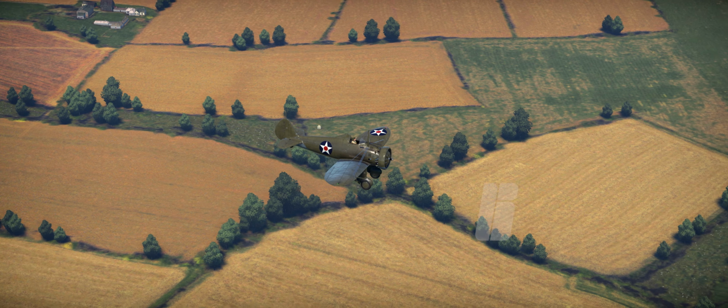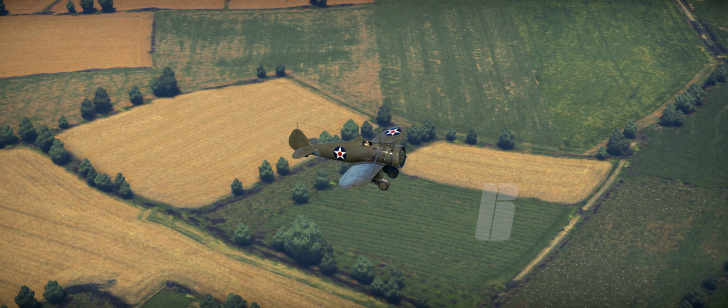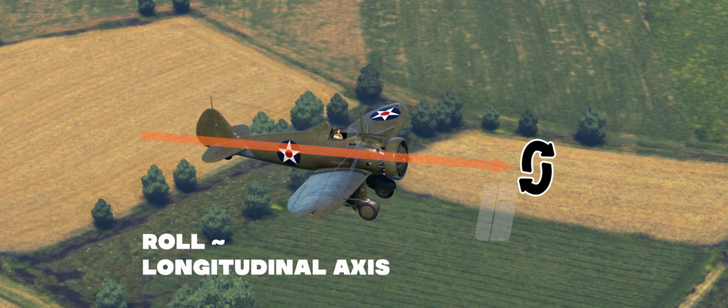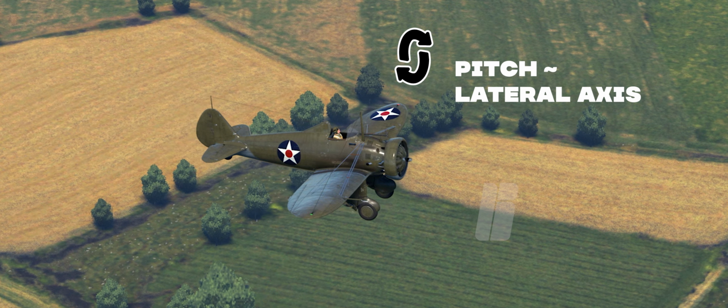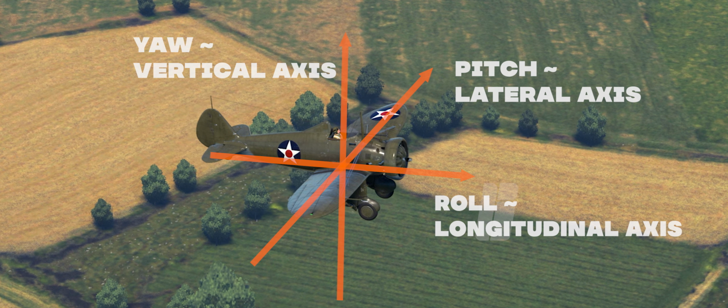In aircraft forces, we have three axes of aircraft motion. Before understanding the control surfaces, we need to understand the three axes of motion. The aircraft rotates around three axes. Number one is the roll, rotation along the longitudinal axis. Number two is the pitch, rotation along the lateral axis. Number three is yaw, rotation along the vertical axis. Each axis is controlled by a specific surface of the aircraft.